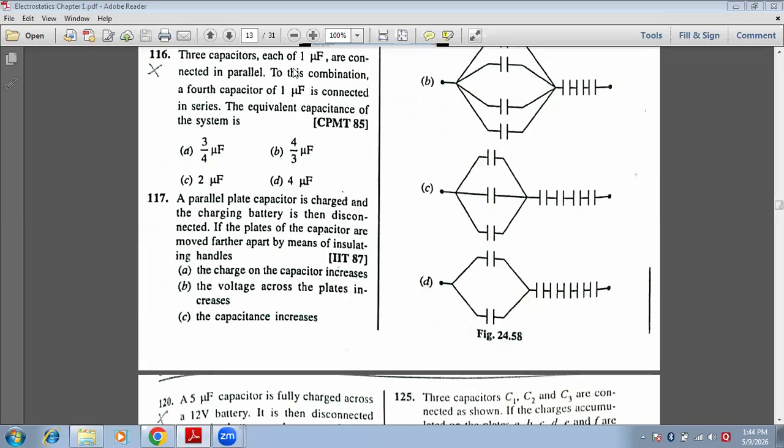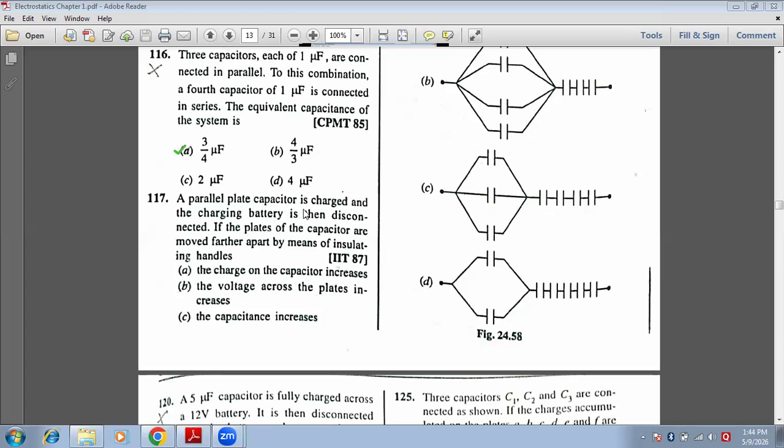Three capacitors each of 1 microfarad are connected in parallel. To this combination, a fourth capacitor of 1 microfarad is connected in series. The equivalent capacitance of the system is: option A, 3/4 microfarad; option B, 4/3 microfarad; option C, 2 microfarad; option D, 4 microfarad. Correct answer: option A, 3/4 microfarad.